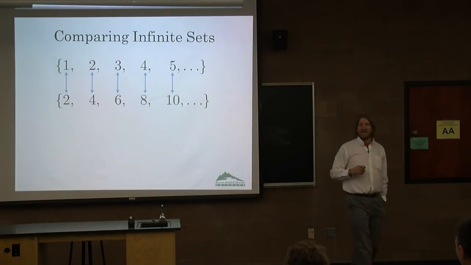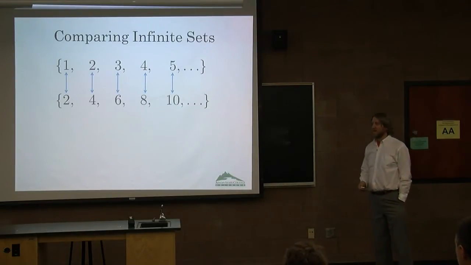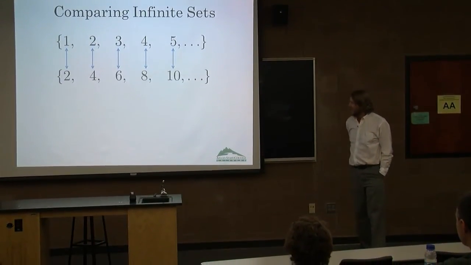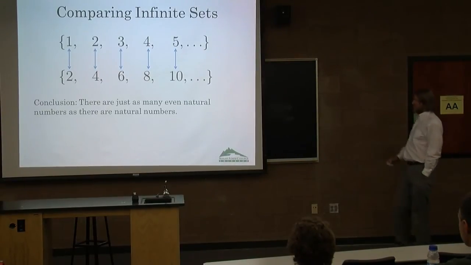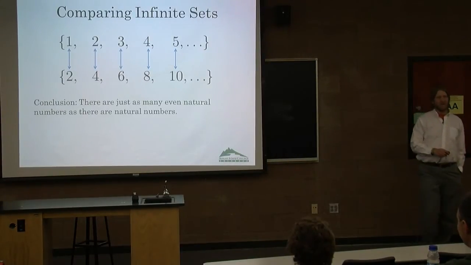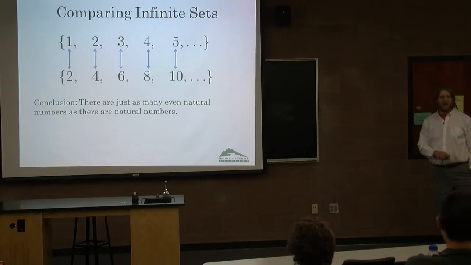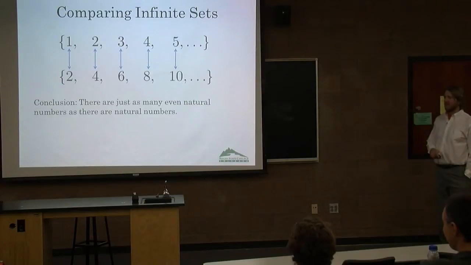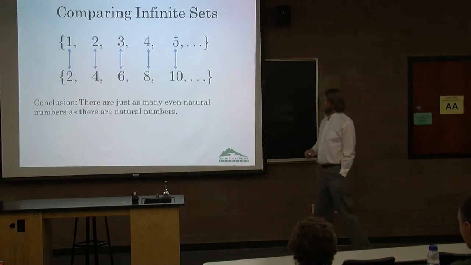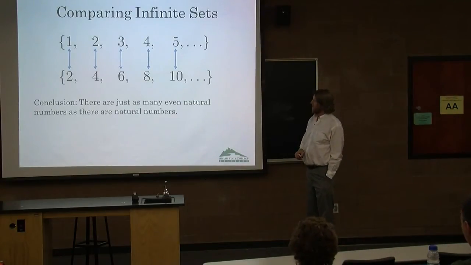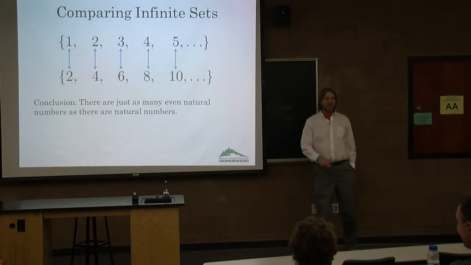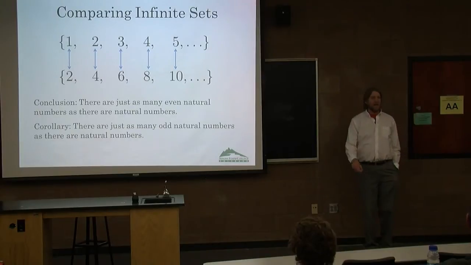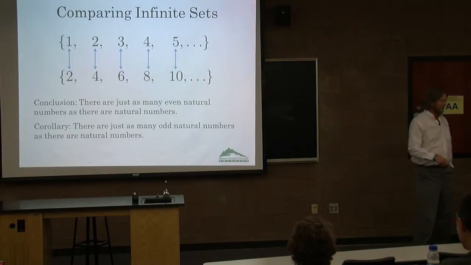And what does that mean? That means that they have the same number of elements, right? Which leads to a perhaps mildly surprising result, which is that there are just as many even natural numbers as there are natural numbers, despite the fact that one set looks twice as big as the other. No, it's not so. There are just as many even ones as there are regular ones. A nice corollary to this, you can imagine doing this with the odd ones as well. And so there are just as many odd natural numbers as there are natural numbers.